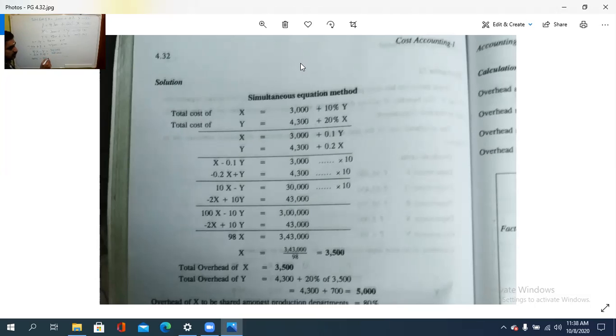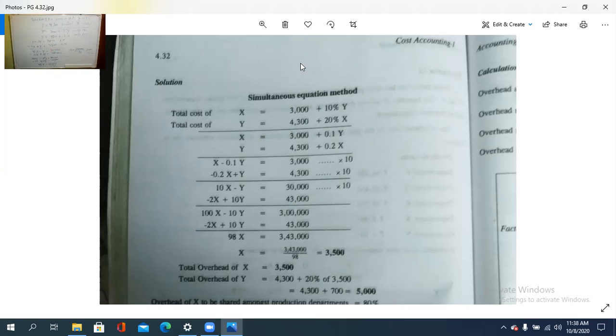So again 10, so it is 100X minus 10Y is equal to 3 lakh, and here there is no change: minus 2X plus 10Y is equal to 43,000. So minus 10Y and plus 10Y cancel out. So 100 minus 2, it is 98X is equal to 3,43,000. Then value of X is equal to 3,43,000 divided by 98. That is 3,500. So X value is received.